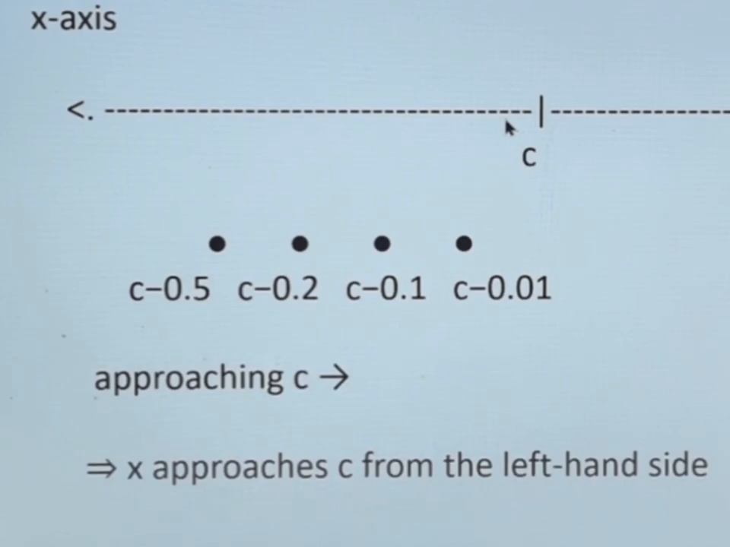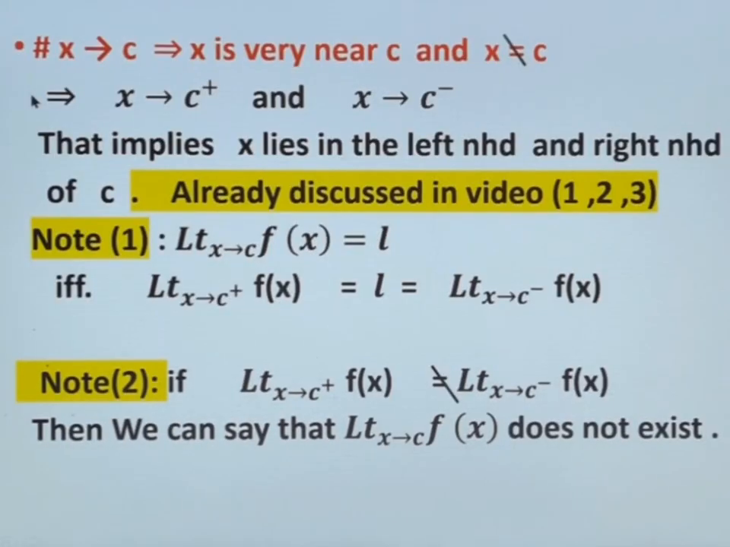So there is a difference. That means in a right hand side limit, x approaches to c from the right hand side. In left hand limit, x approaches to c from the left hand side. When we say limit x tends to c, what it means? That means x is very near to c, but x is not equal to c. That means either x is greater than c, that means x tending to c plus, or x is less than c, that means x approaches to c minus.